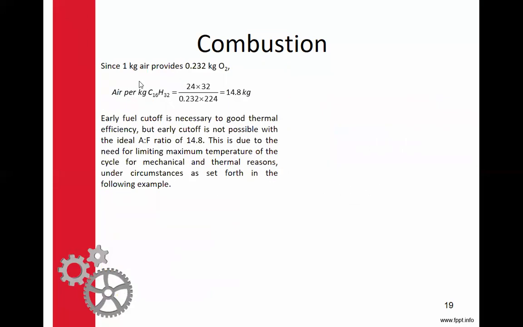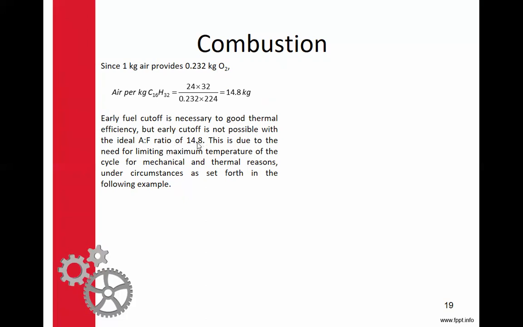Since 1 kilogram of air provides 0.232 kilogram of oxygen, the air per kilogram of C16H32 is 24 times 32 over 0.232 times 224, which is 14.8 kilogram. So early fuel cutoff is necessary for good thermal efficiency, but early cutoff is not possible with the ideal air to fuel ratio of 14.8. This is due to the need for limiting the maximum temperature of the cycle for mechanical and thermal reasons, under circumstances as set forth in the following example.